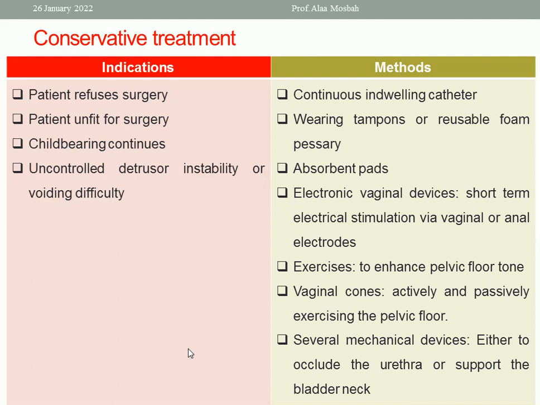Okay, use also electronic vaginal devices, short-term electrical stimulation via vaginal or anal routes. So you try behavioral therapy, pelvic exercise, electronic vaginal devices, electrical stimulation, and so on to make the pelvic floor muscle strong and improve the condition.